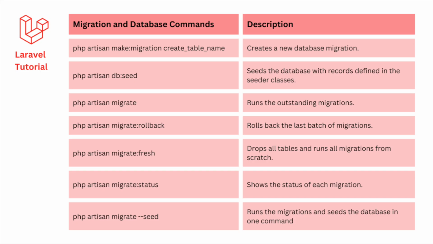Now next is migrate:fresh. This will drop all the tables and rerun all the migrations from the start. Next is migrate:status. This will show you the status of each migration, if you want to see how it's going. Next is migrate with the seed option. This will run the migrations and also seed the database, whichever seeders you have in your project.